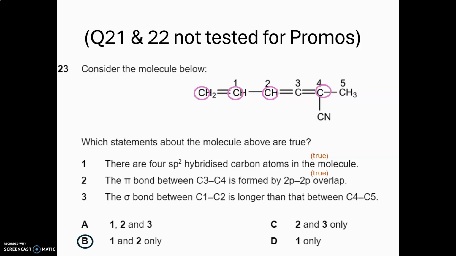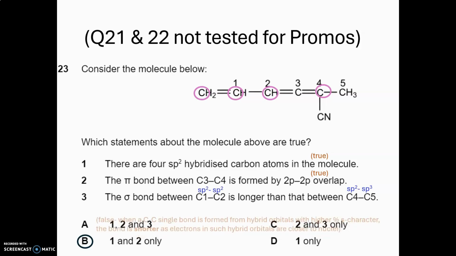Third statement, sigma bond between C1 and C2 is longer than between C4 and C5. So the sigma bond between C1 and C2 is formed by head-on overlap of the sp2 orbital on C1 and the sp2 orbital on C2. Whereas for C4, C5, the sigma bond is formed by overlap between sp2 orbital on C4 and sp3 orbital on C5.